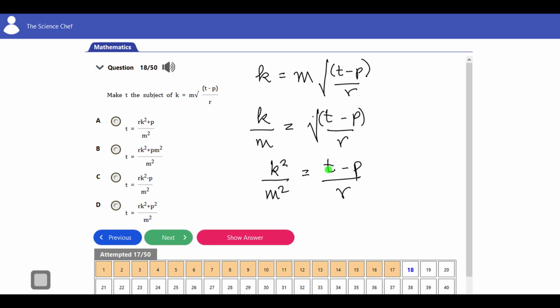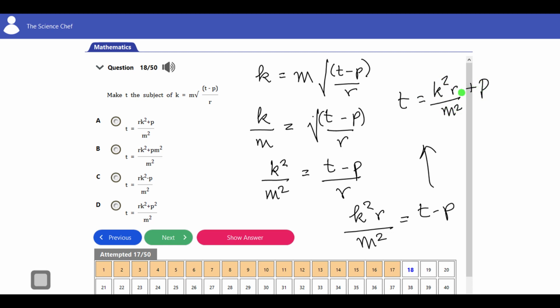R is holding both t and p together, dividing both t and p, so we are going to eliminate r first, right? So by multiplying both sides by r, this will give us k squared r all over m squared equals t minus p. Then from here we now add p to both sides to make t stand alone. That will give us k squared r all over m squared plus p minus p gives us 0, right?